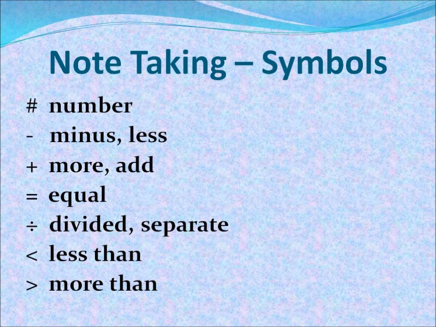Now, here we have the number symbol that can be used to represent number, the minus symbol, minus, less, the more, or the addition symbol. These symbols can be used both as nouns, verbs, and perhaps even adjectives. So we're going down the list and we see the equal symbol, the divided symbol. For example, we can say James and Mary separated. We can use J divided Jane, James and Jane, J division J, less than, more than.